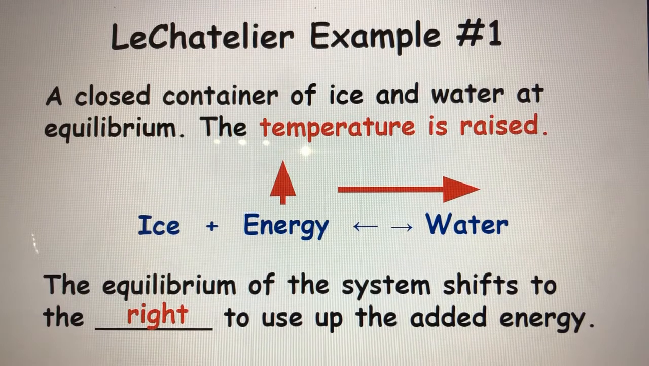What that means when we say that it is shifting to the right is that, for the time being, your forward reactions are going to be running faster than your reverse reactions. Your forward reactions will happen faster than the reverse reaction is happening. Ice and energy will be converted into water faster than water is being converted back into ice and energy. Okay?